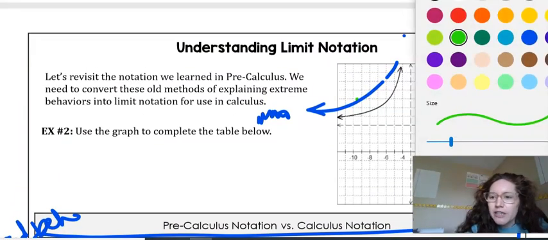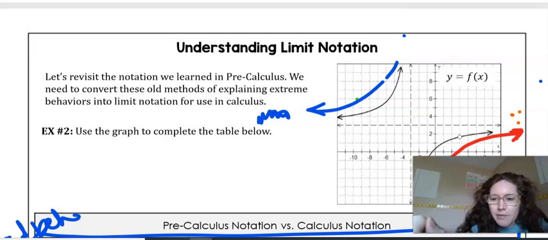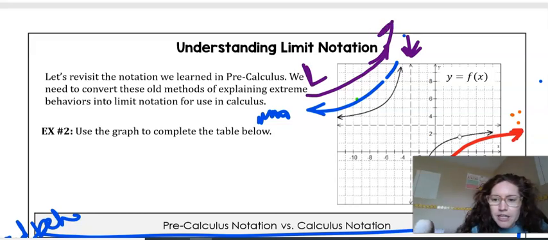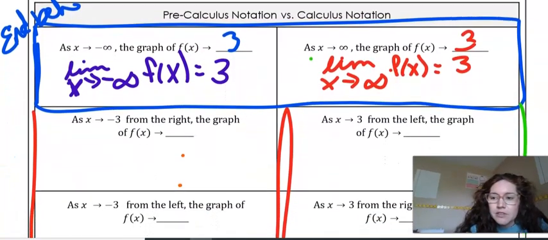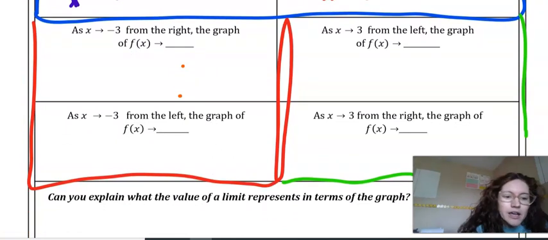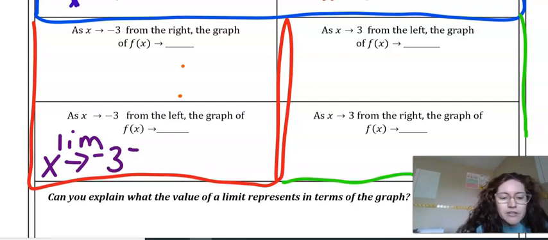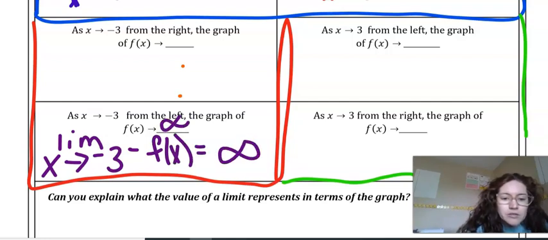Let me get some more colors going on here. If I take my -3 situation right here and I approach from the left, this is the left, and as I approach, where is it headed? It's headed all the way up to infinity. So let's go down and write that. I say as x approaches -3 from the left, put the negative afterwards, of f of x, that went to infinity.